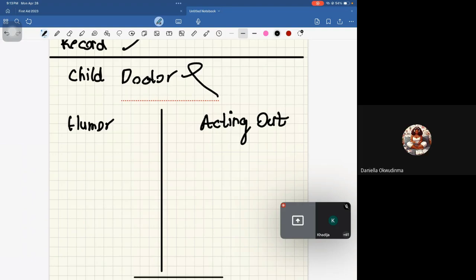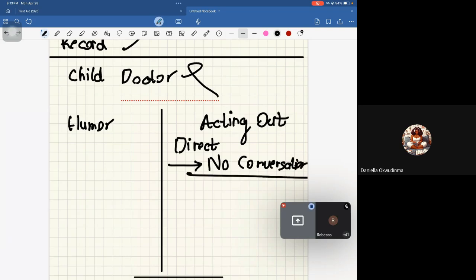It's going to be a direct action and no conversation. Why is there no conversation? Because the person cannot tell his feelings or his thoughts to the other person. So this is an immature way.